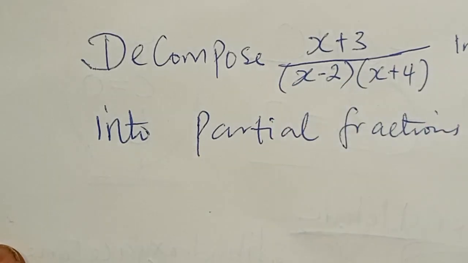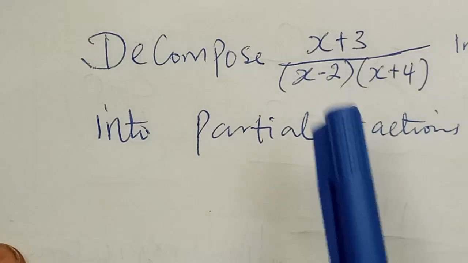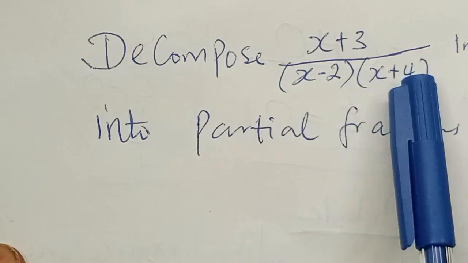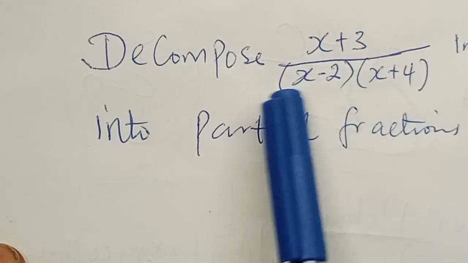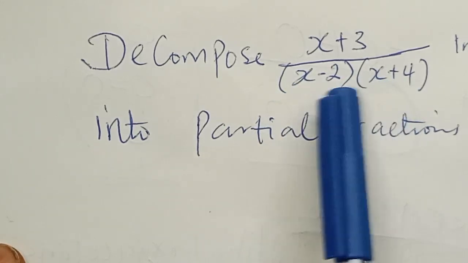If the denominator contains a square, then of course we are going to have variables like A, B, and C. But if the denominator does not have any square, then we are going to have A and B, which are variables that we need to determine. In this case, the denominator has no square.